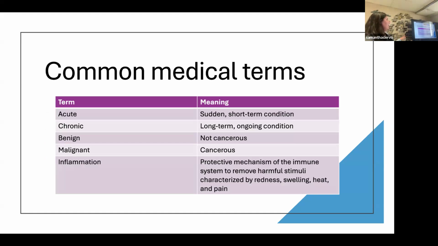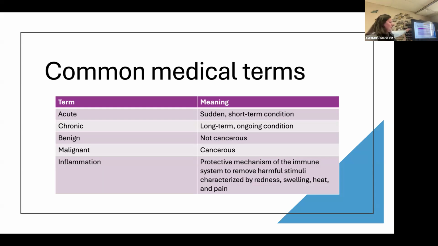Some other things I wanted to talk about were just common terms you probably have heard. I'll go through all of these. So we were talking a little bit about acute versus chronic. So acute usually means sudden and a short-term condition. Chronic, on the other hand, means long-term or lasting a long time, and it's an ongoing condition. And that varies from disease to disease, the criteria that you have to meet to be categorized as either acute or chronic. So it's different with every disease.